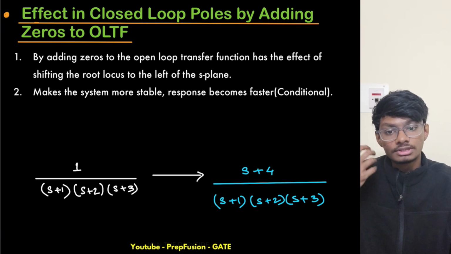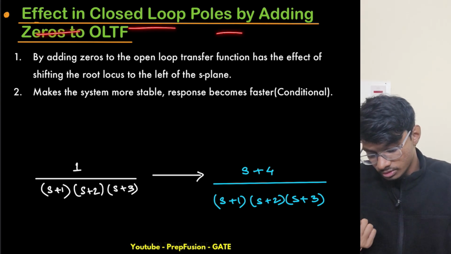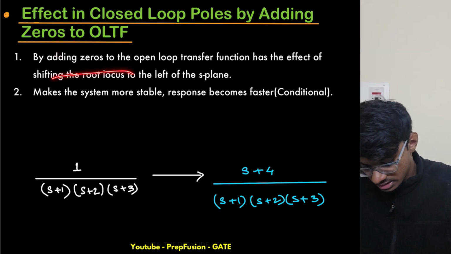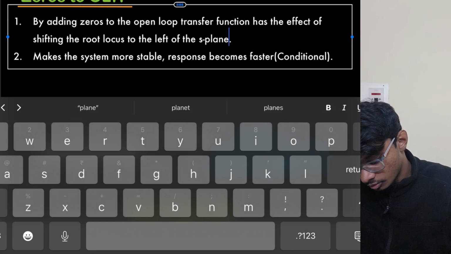Now what is the effect for zeros? The effect on closed loop poles by adding zeros to the OLTF. What is the effect? By adding zeros to the OLTF, the open loop transfer function, the root locus basically shifts to the left.